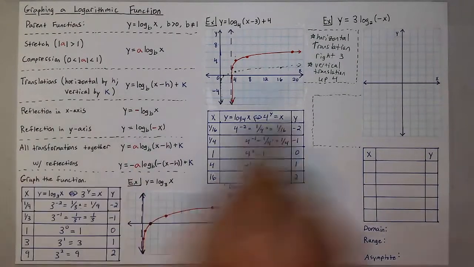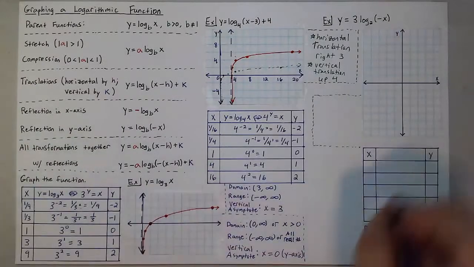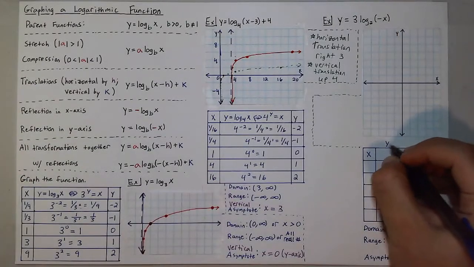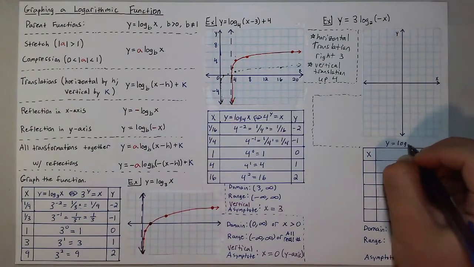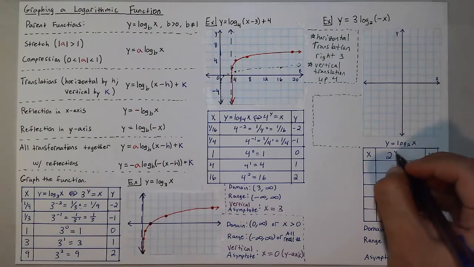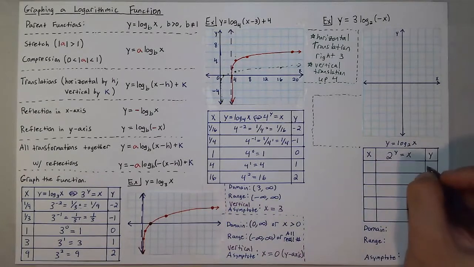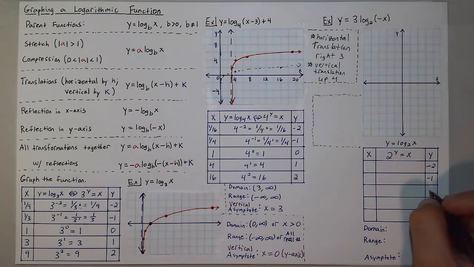Now let's look at y is equal to 3 log base 2 of negative x. Now we're going to graph the parent function, y is equal to log base 2 of x, but its exponential form is 2 to the y is equal to x. So we'll pick those same values for y, so negative 2, negative 1, 0, 1, and 2.